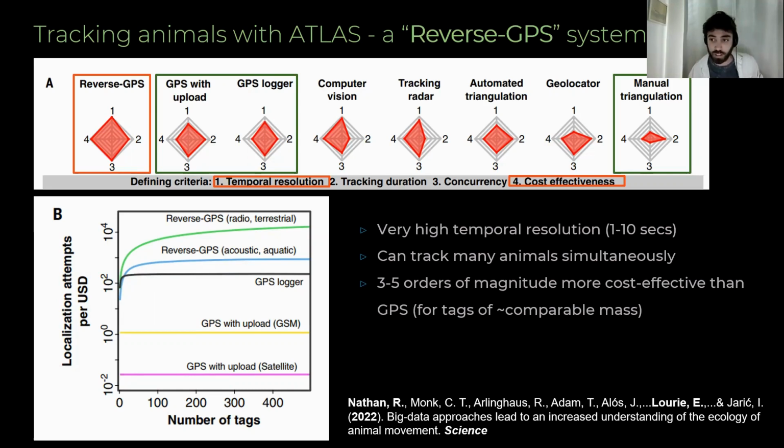The problem with the loggers is that you'll have to go and find them if you want your data. So you have to know where potentially it can be dropped off. Or you can go for GPS with the remote download, normally through a GSM system or through the satellite itself. But then the tag itself will be heavy, much more expensive.